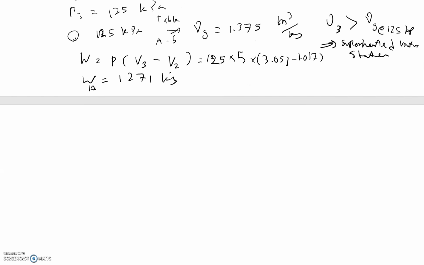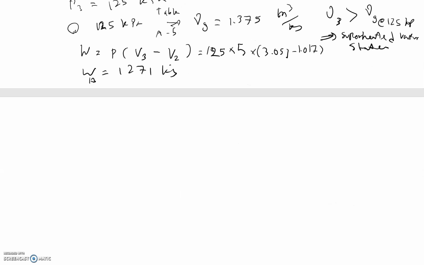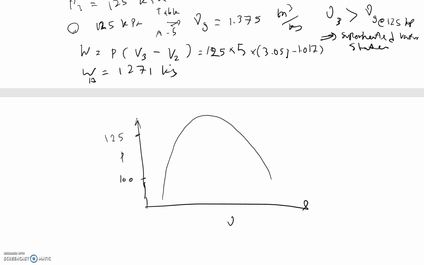Now you also wanted to show this process on a PV diagram or P nu diagram. So this is my pressure, this is specific volume. Let's say this is 100 kilopascal initially, this is 125 kilopascal during process, and let's say this is your phase envelope, right? During this process, initially you start at 100 kilopascal, right? The volume or specific volume does not change from state 1 to state 2 until you reach that pressure.